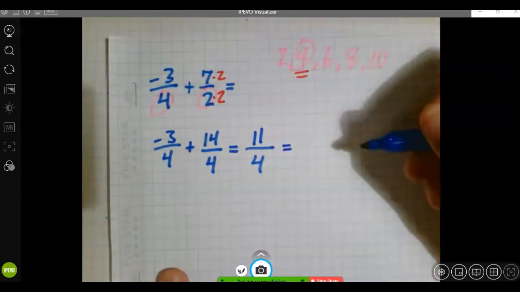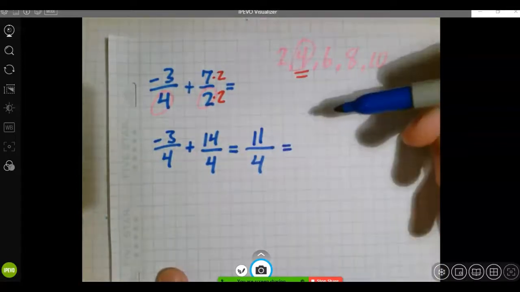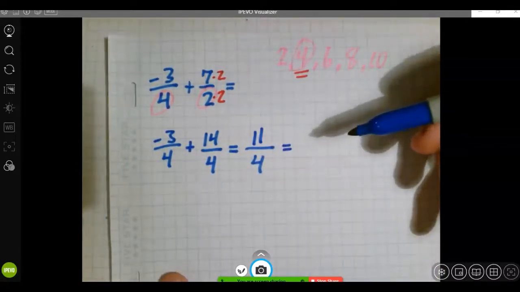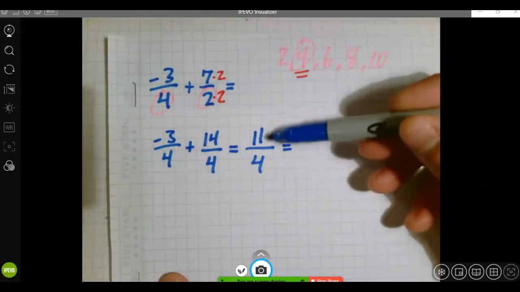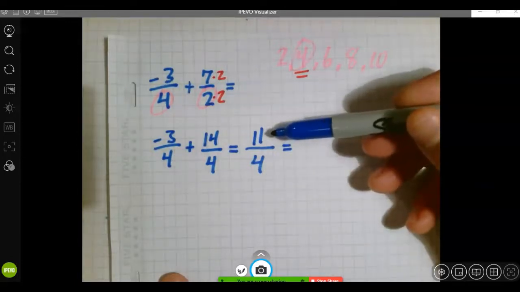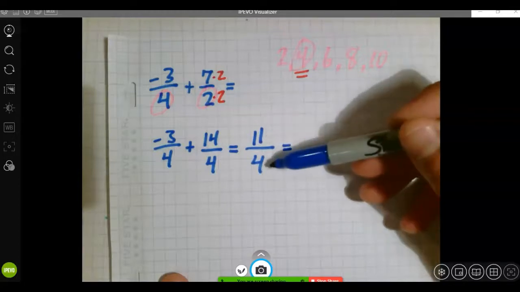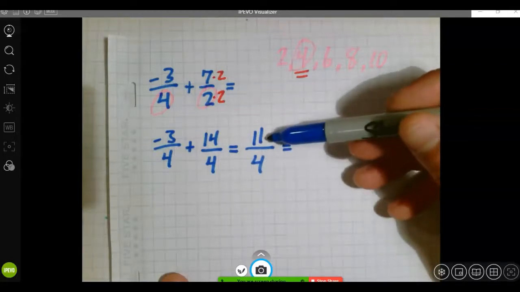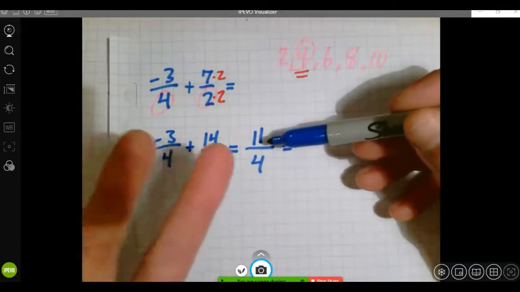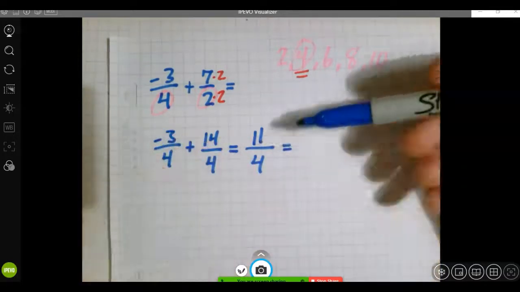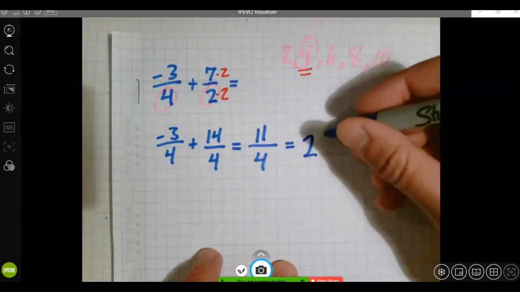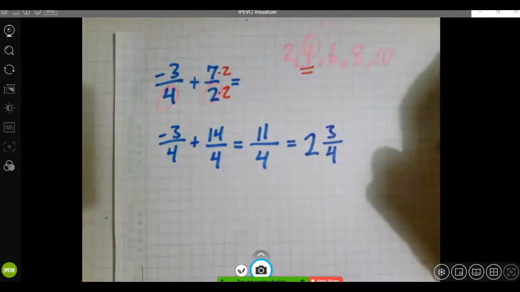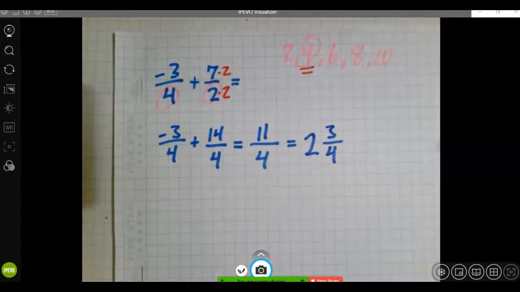And if your answer wants you to reduce or put it into mixed number form, we can do that, but we can't reduce actually because 4 and 11 don't share any common factors that we could divide by. So we could say how many 4s are in 11? Well, 4, 8, 12. Nope, 12 is too much. So we've got 2 4s in 11 and then 3 left over. Cool? Makes sense?